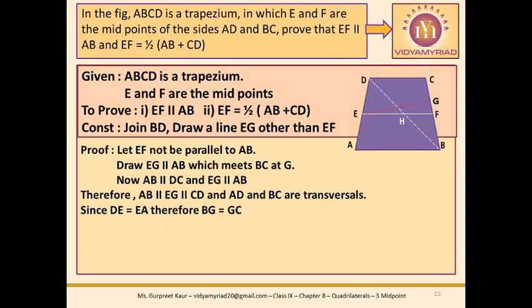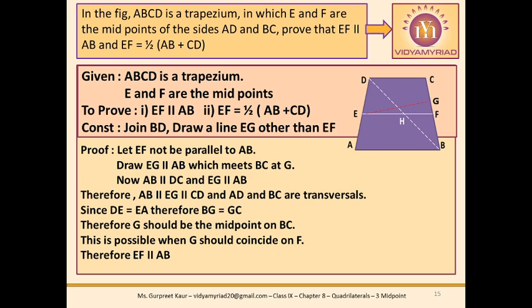Therefore, BG will be equal to GC. But F is the midpoint on BC. So what happens is, this is not at all possible. G should coincide with F. Therefore, we can say that EF is parallel to AB.